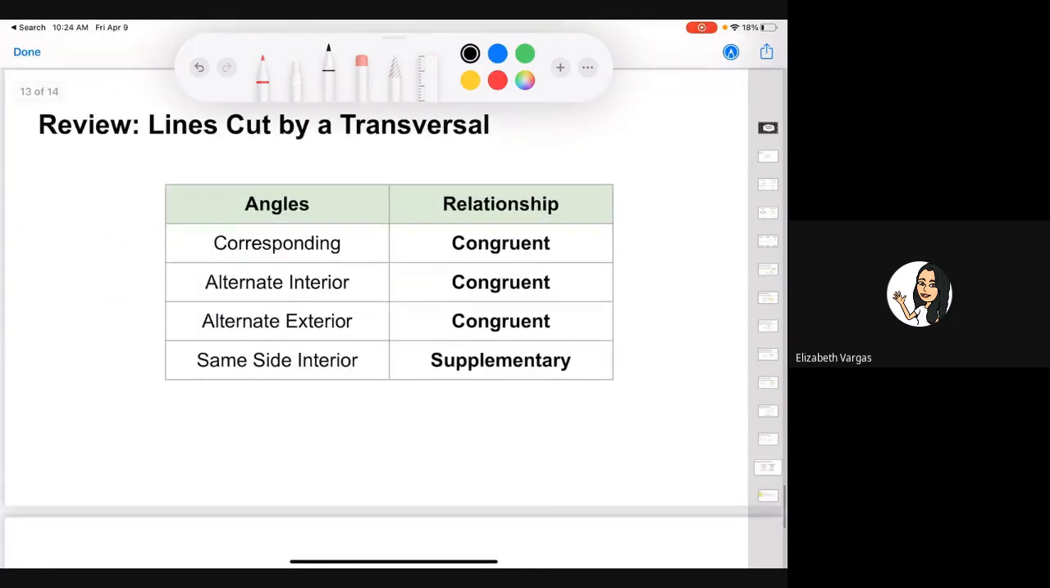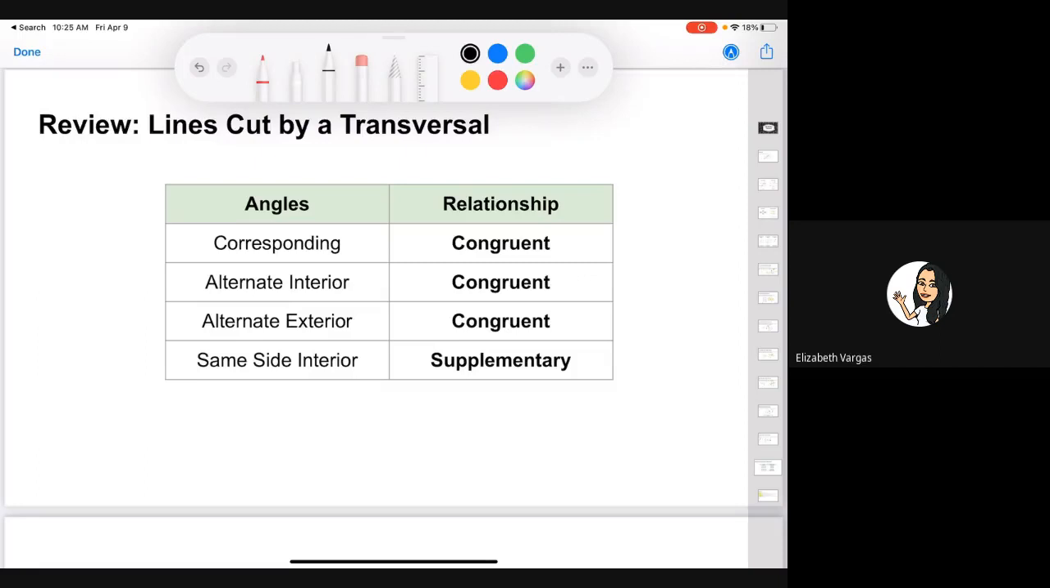Okay, so just a quick review. We learned about different types of angles that are created when we have a line cut by a transversal. More than just these, we had interior angles, exterior angles, vertical angles, corresponding angles, alternate interior angles, alternate exterior angles, and same side interior angles. The relationships that we got from that are relationships regarding corresponding angles, alternate interior angles, alternate exterior angles, and same side interior angles.